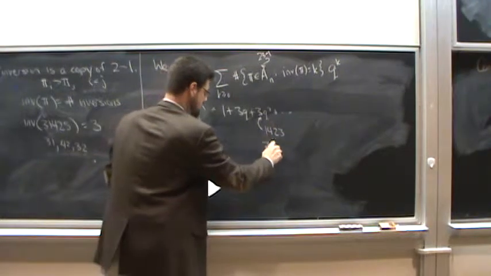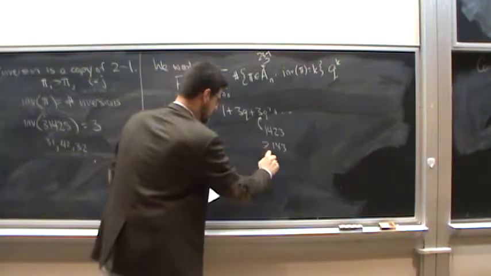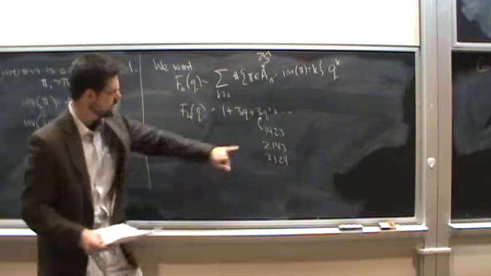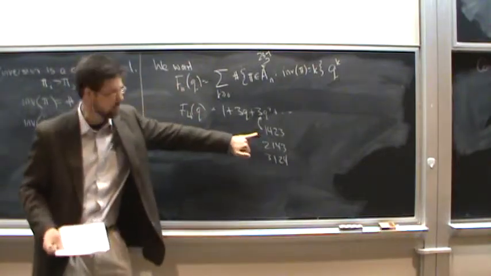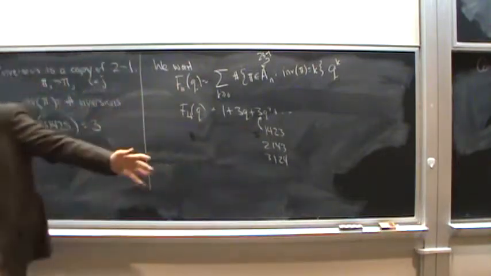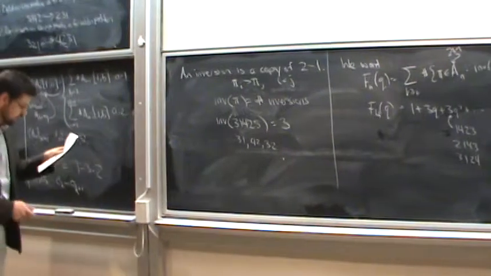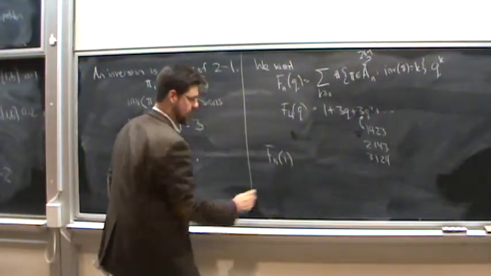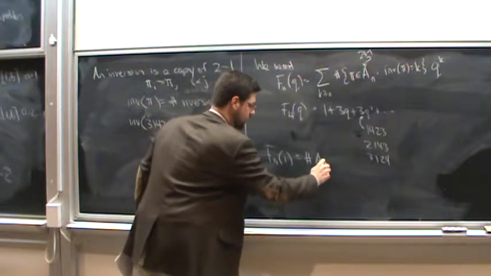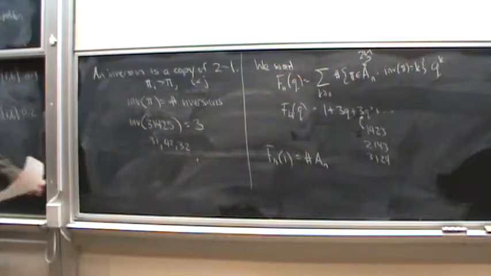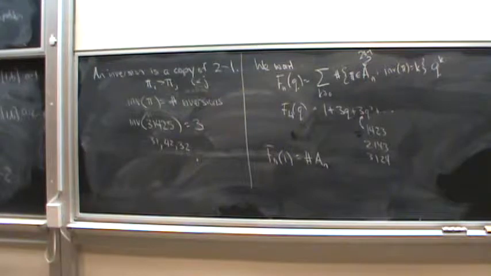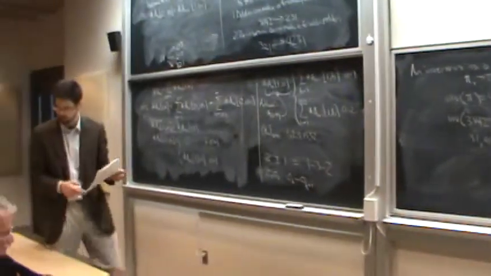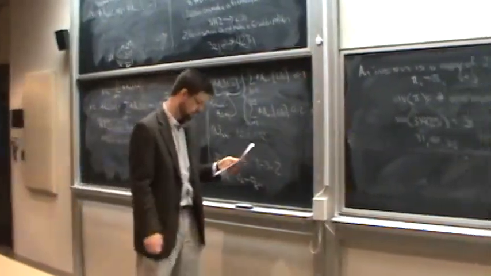These are, for example, 1423, 2143, 3124. These all avoid 2-3-1. These all have 3 inversions in them. That's what shows up there. Notice that if we just plug in 1, we just get the number of permutations avoiding 2-3-1 of length n. We ignore the inversion criterion.